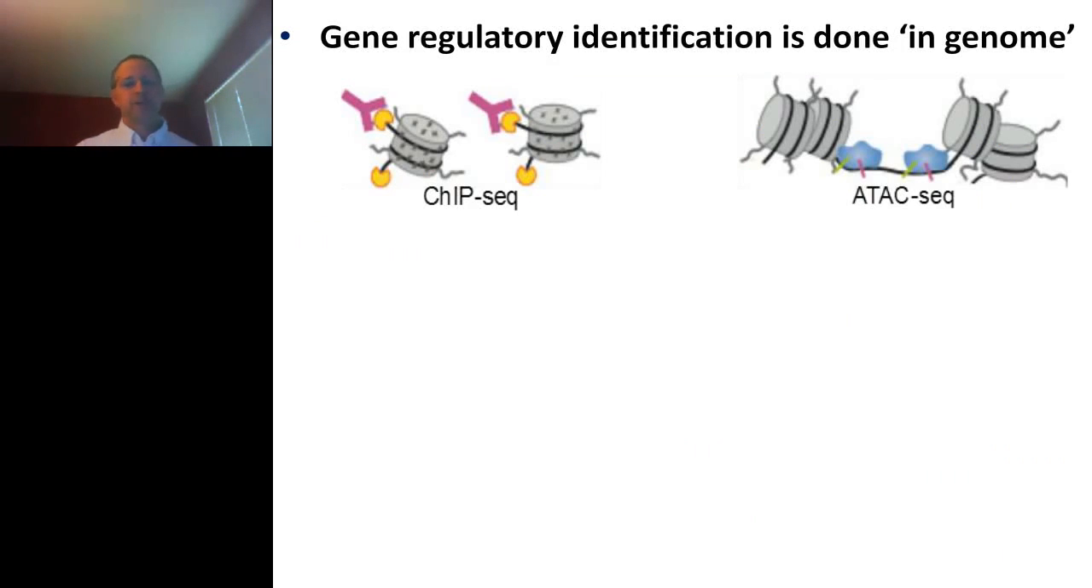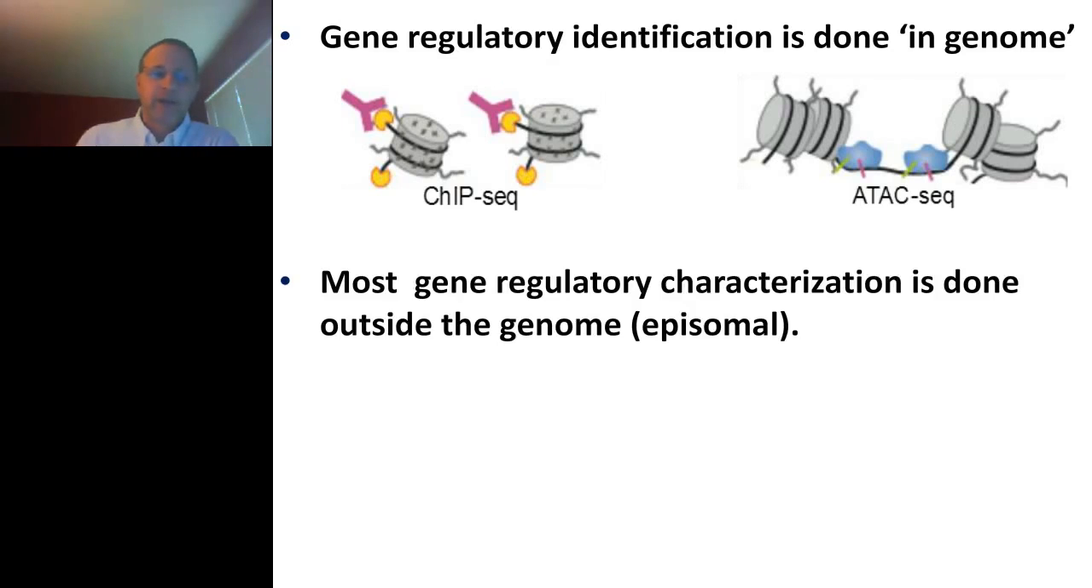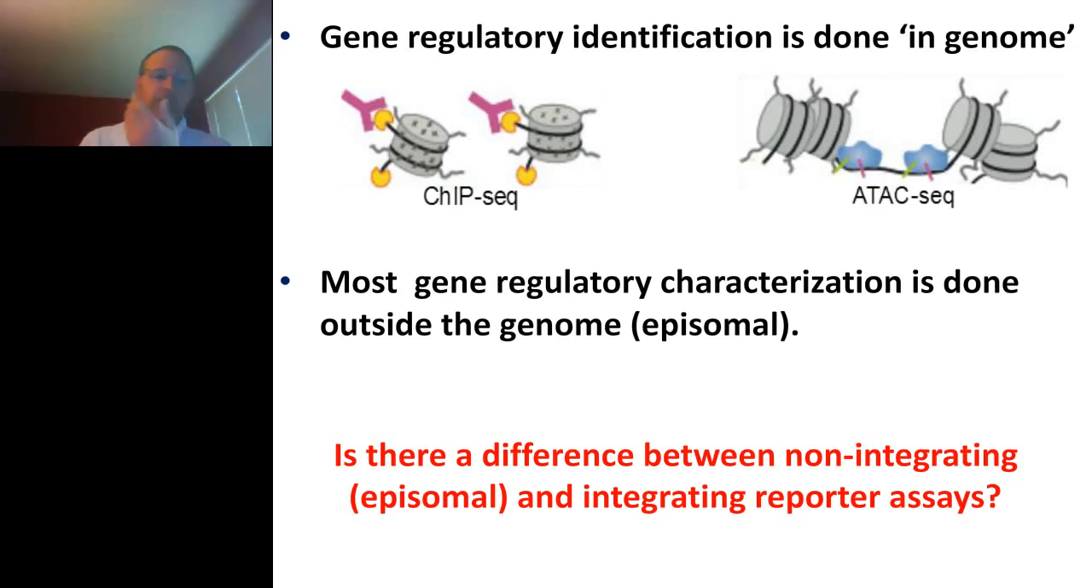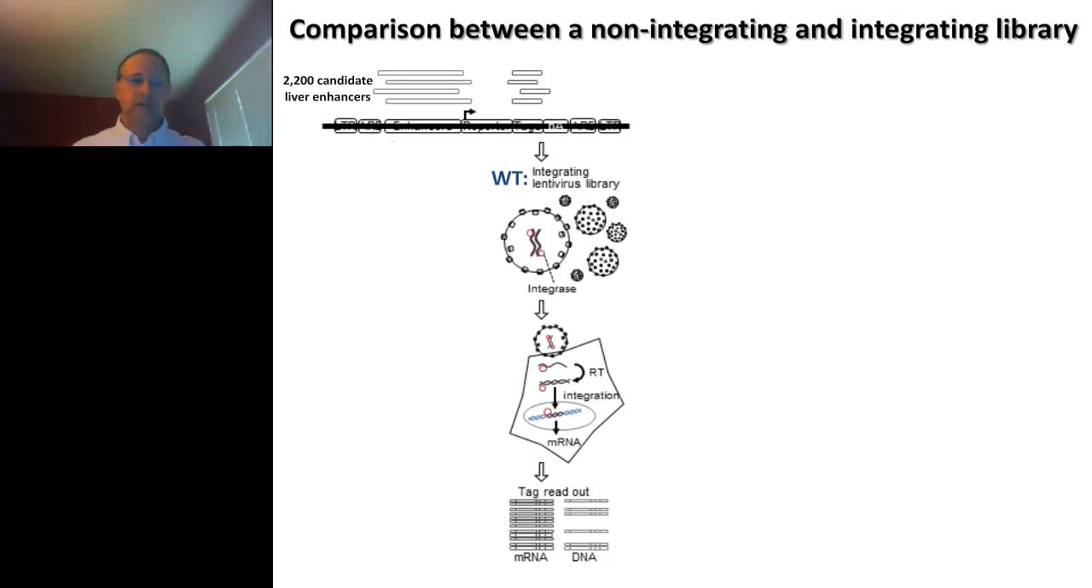Most techniques that try to find regulatory elements and enhancers, like ChIP-seq, ATAC-seq, and others, and no worries about which technique is used here, but most of them find enhancers in the genome, in the chromatin. And most of the characterization, just like the ones I've shown you before that we've done, is episomal. It's done outside the genome. And so we basically wanted to see, is there a difference between the enhancer activity for things that integrate into the genome versus things that don't integrate into the genome? And with lenti also, you can really ask this question nicely, as is illustrated right here.